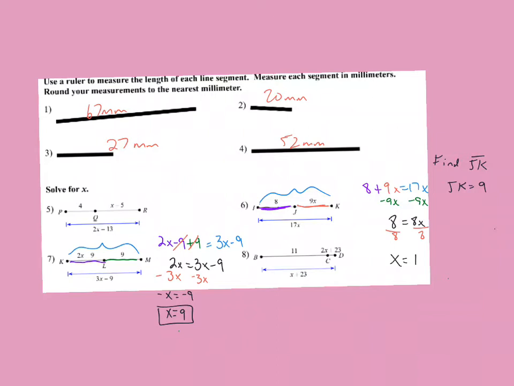Do the exact same thing in 8. So look, I have a purple piece. I have a green piece equal to the blue piece. So I'm going to take my purple piece, 11. I'm going to add it to my green piece, which is 2x plus 23.